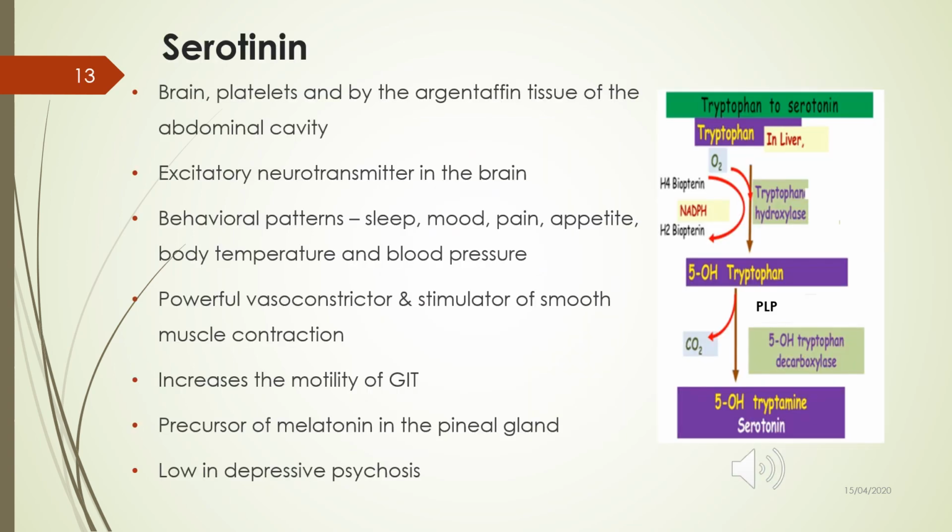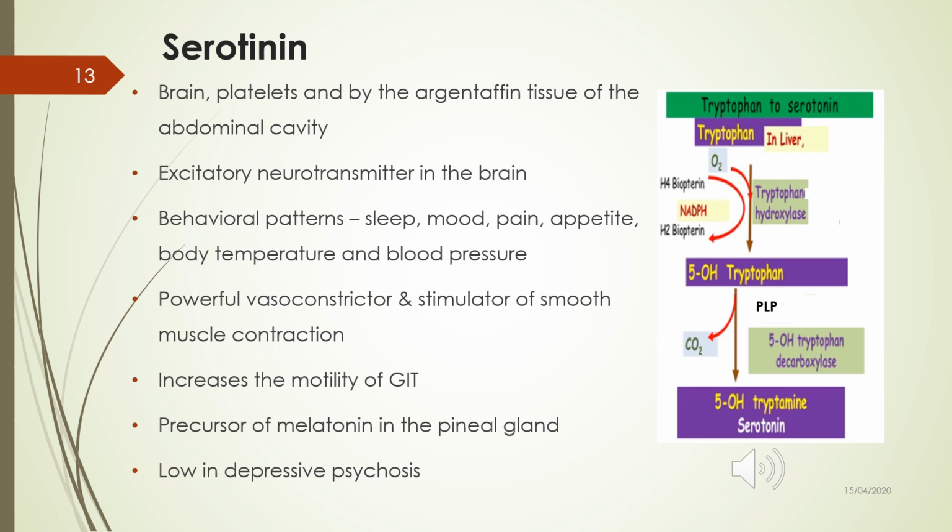The other specialized product which is obtained from tryptophan is serotonin. Serotonin is synthesized from tryptophan by the serotonin pathway with the help of the enzymes tryptophan hydroxylase and decarboxylase. So tryptophan hydroxylase, in presence of a molecule of oxygen and tetrahydrobiopterin, converts tryptophan to 5-hydroxytryptophan. 5-hydroxytryptophan is converted into 5-hydroxytryptamine, which is nothing but serotonin, in presence of the enzyme decarboxylase and pyridoxal phosphate.